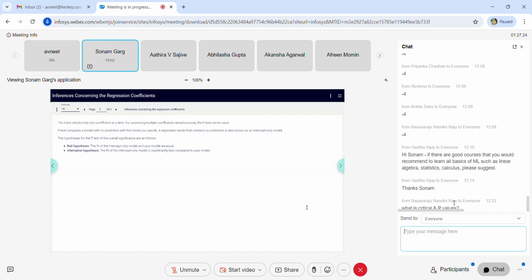Critical and p-values. See, critical values, if you want to know, in this course it has not been talked about, but you go to the chi-square test, comparison between categorical variables. There's a table. Have you gone through that component? Comparison between categorical values?